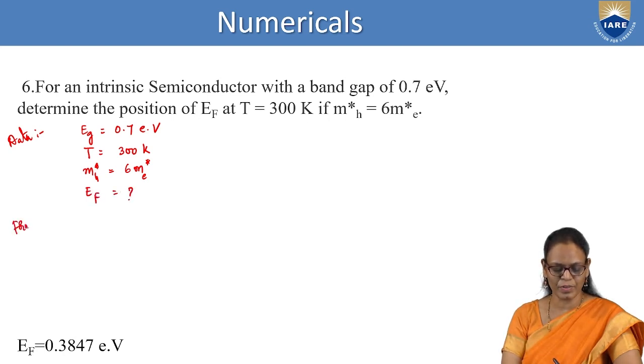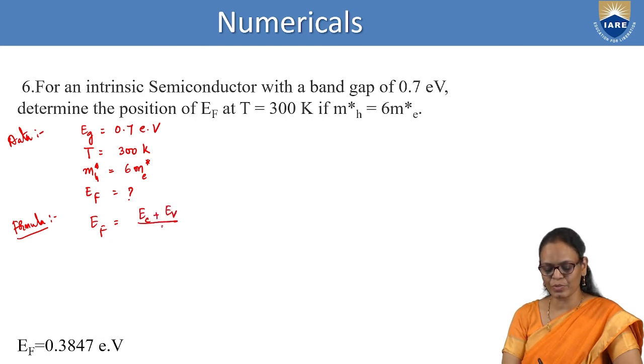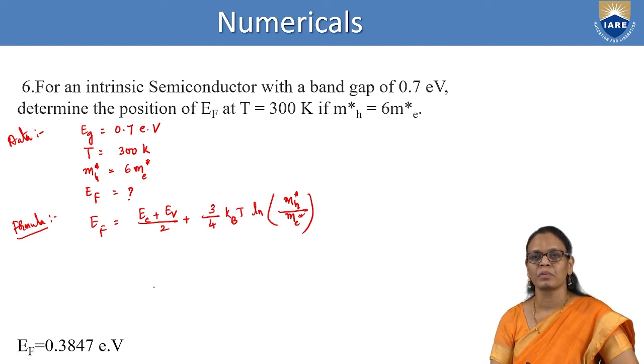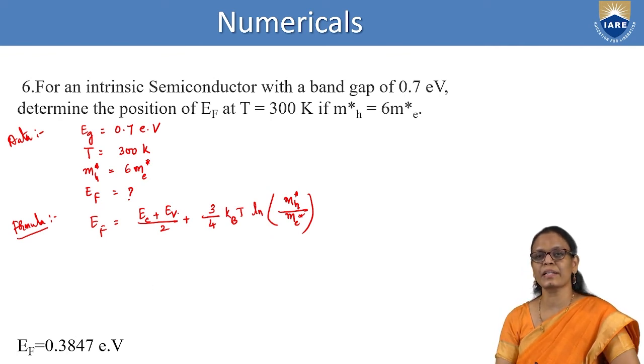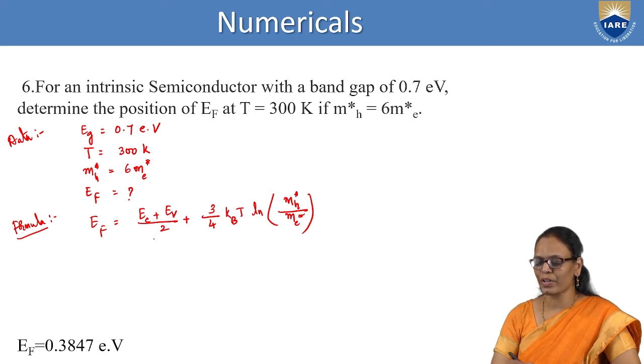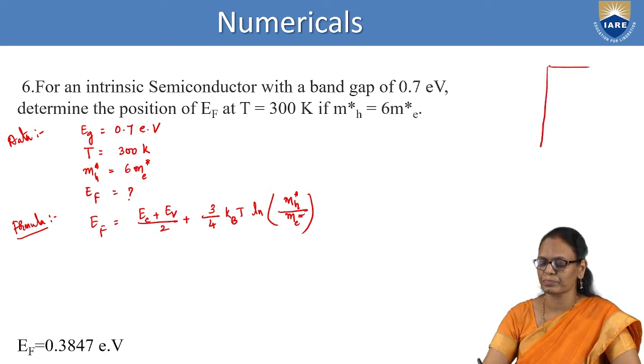So the formula we are going to use is the same. EF is equal to (EC plus EV) by 2 plus 3 by 4 kBT ln (mH star by Me star). Again, we do not have EC and EV. So what we are going to do? We are going to modify it.